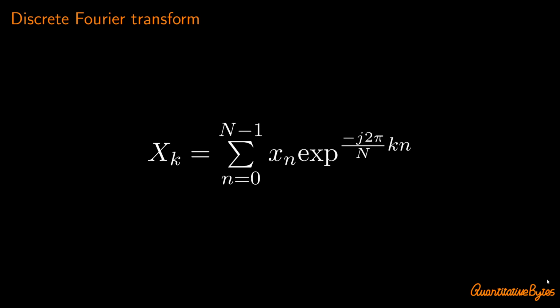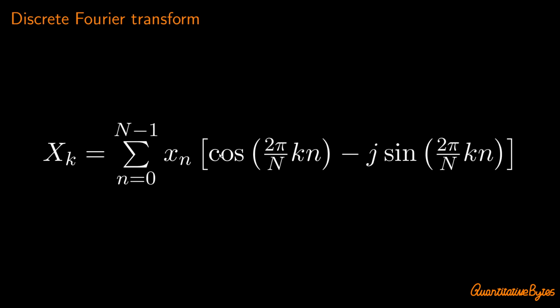We went on in the previous video to explain how this complex exponential term can be expanded into these cosine and sine terms representing the real part and the imaginary part of a complex number, as you can see here. So instead of the complex exponential term, now we have the cosine of 2 pi over big N times k times n, which forms the real part, and minus j, where j is the square root of minus 1, times the sine of 2 pi over N times k times n.